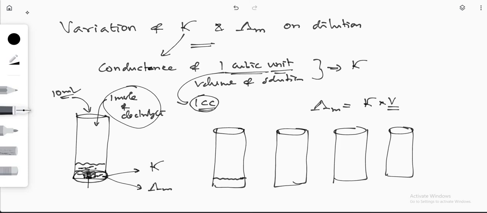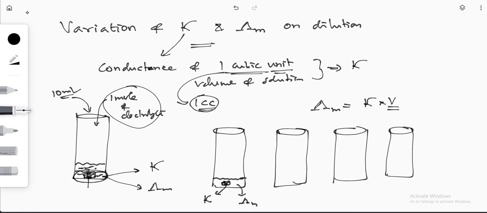In this solution, I will take 1 cc volume. Let us imagine that this small cubic shape is 1 cc volume, right? Now conductance within this cubic volume is nothing but kappa, and the conductance of the entire solution is nothing but lambda. Students, observe carefully. Kappa means conductance in 1 cc volume. I have drawn a small cube there. Assume that cubic volume is 1 cc. So it is an imaginary cube, right?